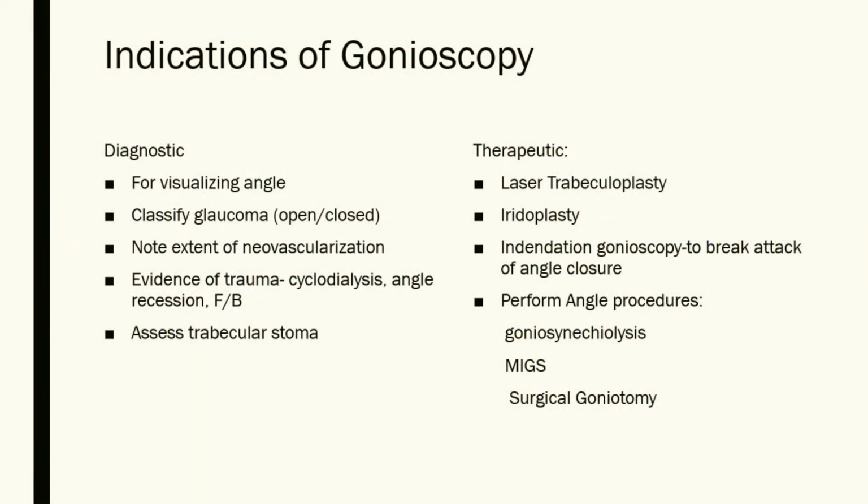Okay, so we have diagnostic and therapeutic indications. Diagnostic indications is like you guys said. Another one would be to note the extent of neovascularization, and in post-trabeculectomy patients to assess the stoma. Therapeutic indications, on the other hand, would be in order to perform a laser trabeculoplasty, to do an iridoplasty. Sometimes an indentation gonioscopy can be used to break an attack of angle closure, and also to perform angle procedures such as surgical goniotomy and MIGS.